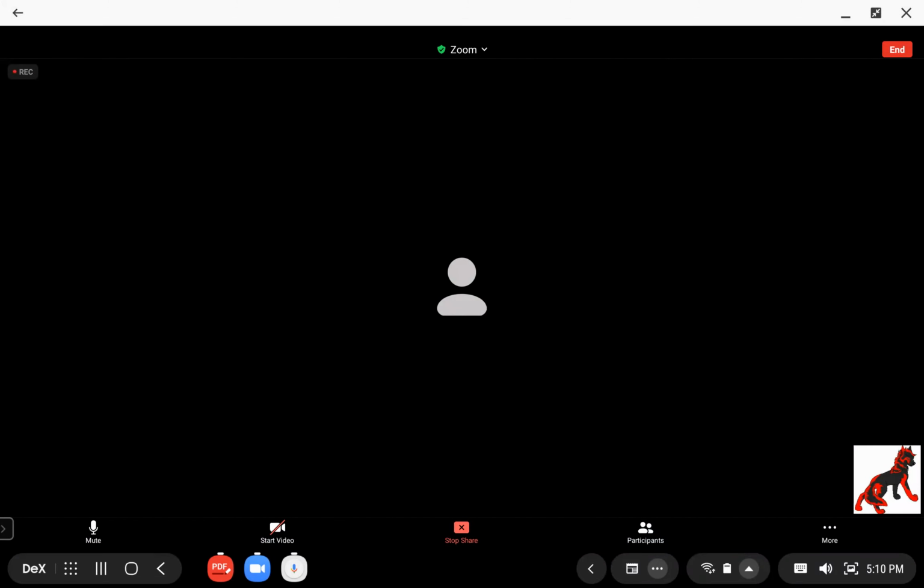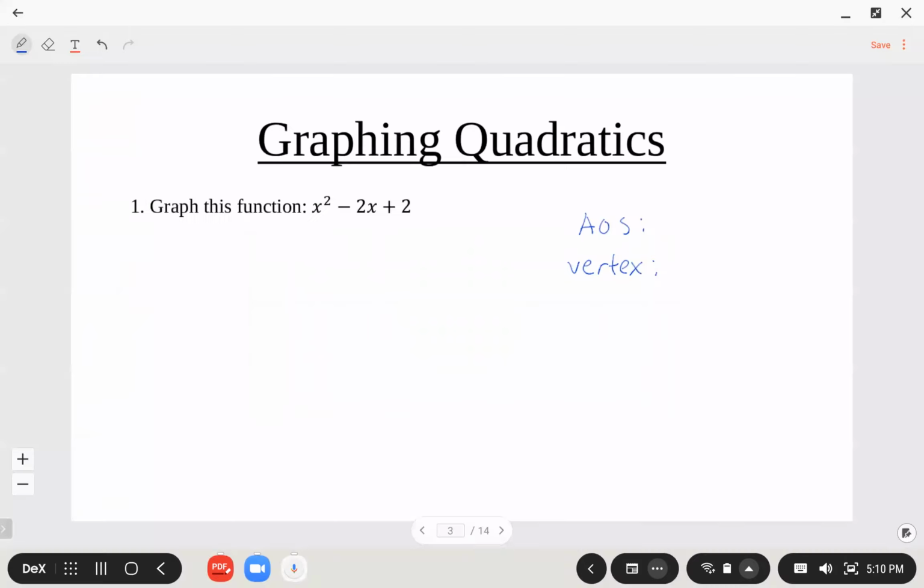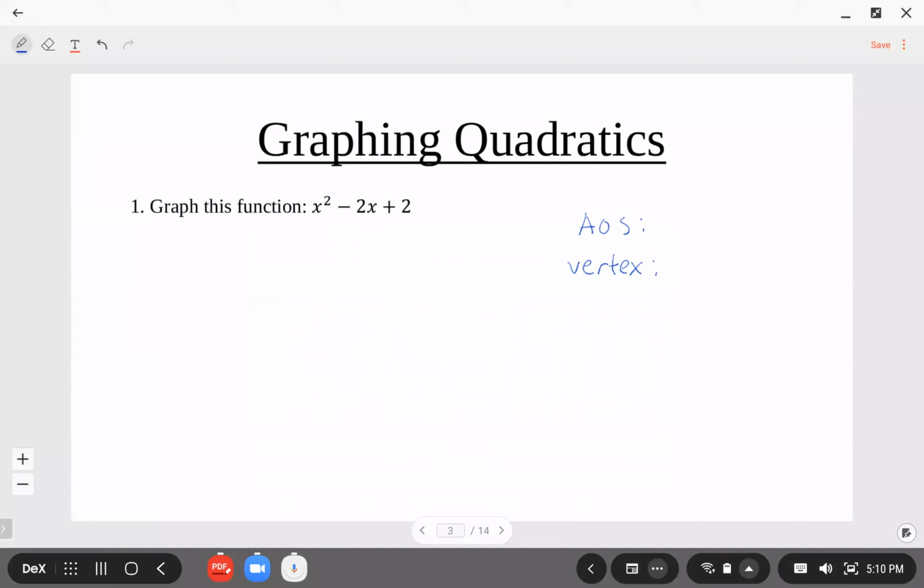So now let's return to our problem here, and let me go over the three essential parts of a graph. Does anybody remember the three essential parts of a quadratic function? I talked about this when I was teaching you about quadratic functions. The three essential parts.